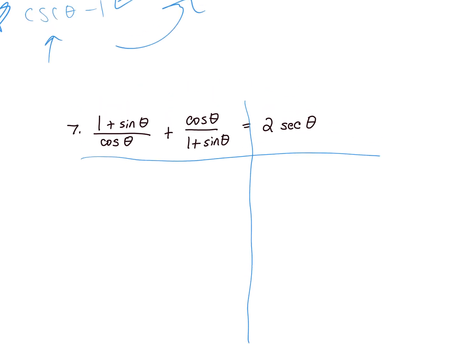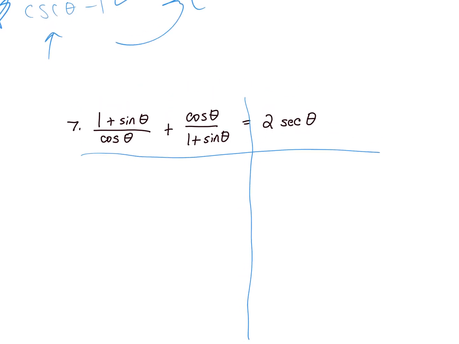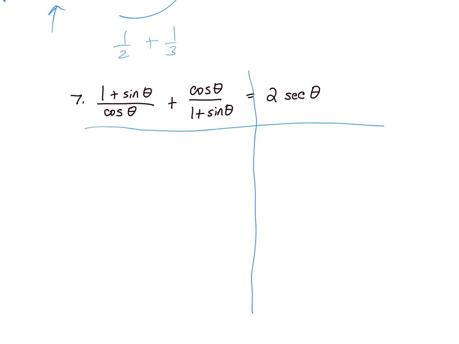All right, so again, how do I tell you to keep thinking? Algebraically. So look, 1/2 plus 1/3. What would you do? Find a common denominator. All we're doing here is adding 2 fractions. So between cosine theta and 1 plus sine theta, you would just take both of those denominators and multiply them together. We've done this a million times.